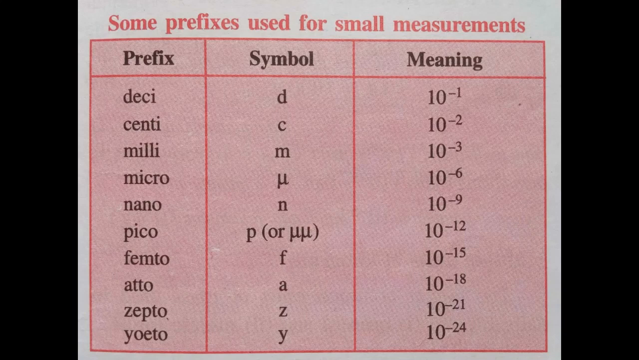Nano, N, 10 power minus 9. Pico, small p, 10 raised to minus 12. Femto, small f, 10 raised to minus 15. Atto, small a, 10 raised to minus 18. Zepto, small z, 10 power minus 21. And yocto, small y, 10 raised to minus 24.